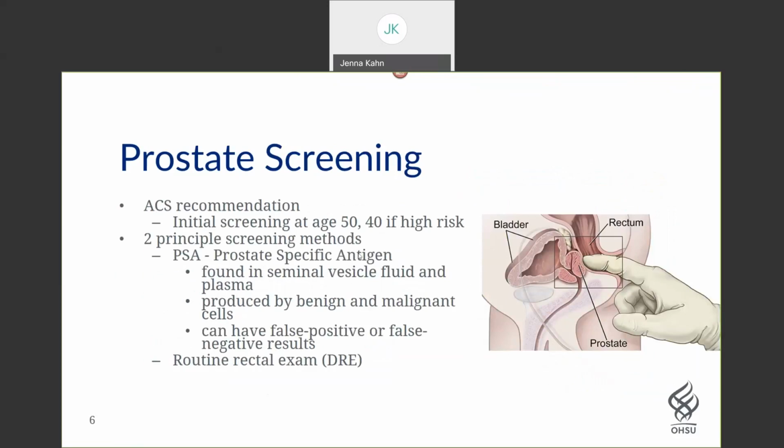So prostate cancer screening: the ACS recommends initial screening at age 50, 40 if at high risk. The way that we do prostate cancer screening is through PSA as well as digital rectal exam. The PSA is found in seminal vesicle fluid and plasma. It's produced by both benign and malignant cells and can have false positives and false negatives. Here you can see a picture of what a digital rectal exam is. Once your finger is inserted into the rectum, you press down and you can feel the prostate. Most people say the prostate is about the size of a walnut.